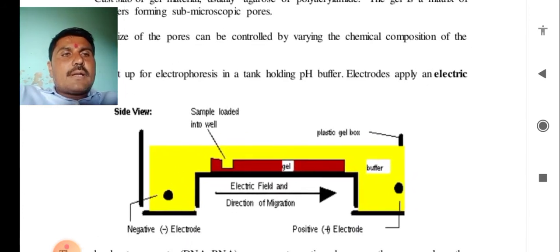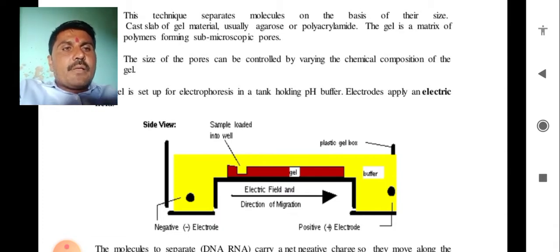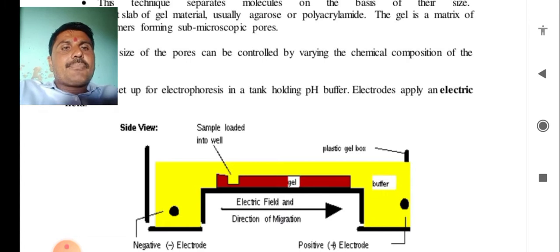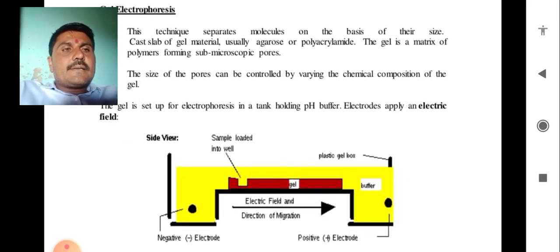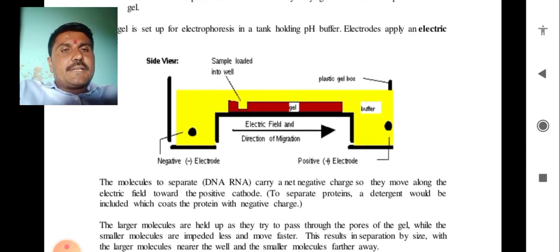So you can look at this diagram which is shown over here. Look at this negative electrode, the positive electrode. Well, the electric field and the direction of migration is shown by this arrow. Here you see the buffer, a side view of this electrophoresis. The sample is loaded into this well, which is shown in red, and this one is the plastic gel box on our right-hand side.